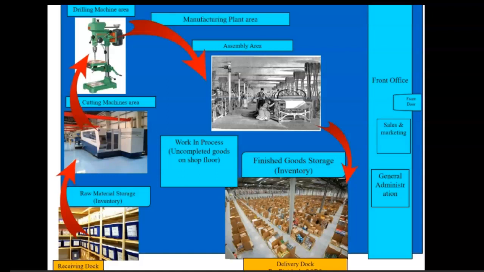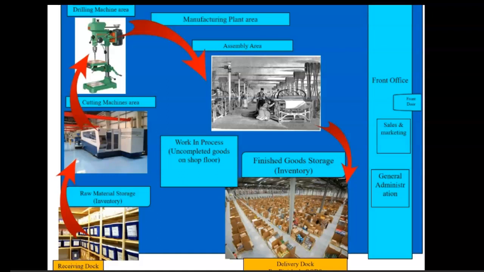Then on the shop floor, there's a whole series of machines. There'll be a center for cutting, another area for drilling. There might be another one for gluing. A whole series of operations. So these machines are all in a circle or in a certain area, all doing basically the same job. And of course, there'd be an area for assembly.